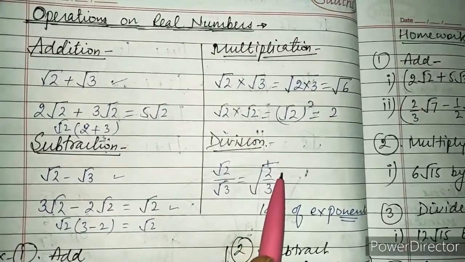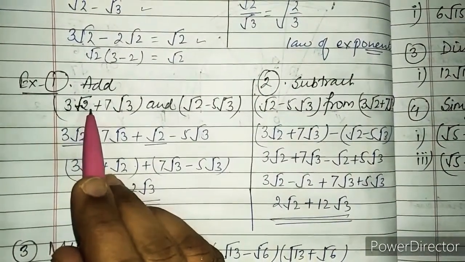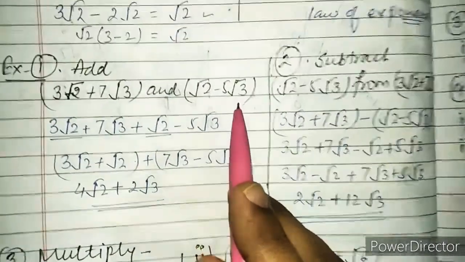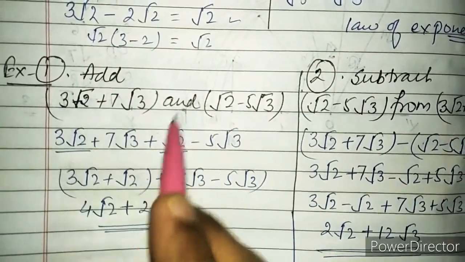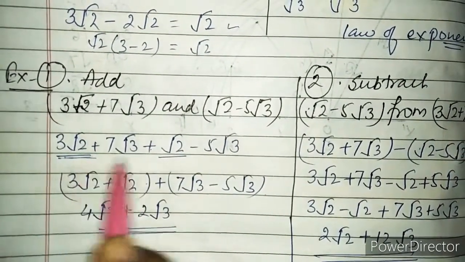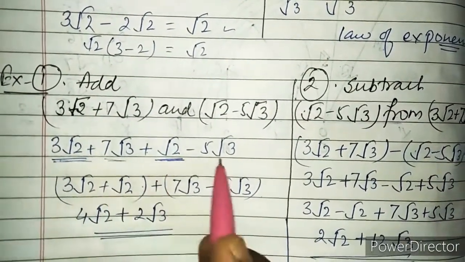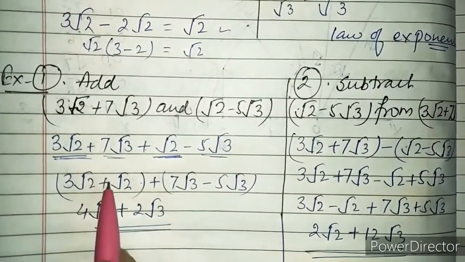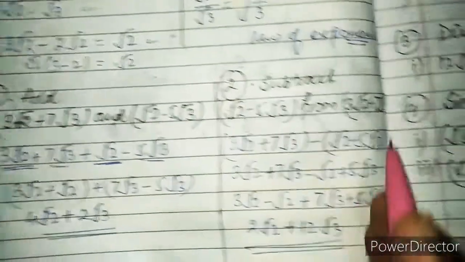Now we will take some examples. See, in this example, add 3 root 2 plus 7 root 3 and root 2 minus 5 root 3. How will we add these two numbers? You can see here, this add plus root 2 minus 5 root 3. You can see that 3 root 2 and root 2 are like terms. Take these two together, plus 7 root 3 and 5 root 3 are like terms. Take these together. 3 root 2 plus root 2 is 4 root 2 and 7 minus 5 is 2 root 3, correct?